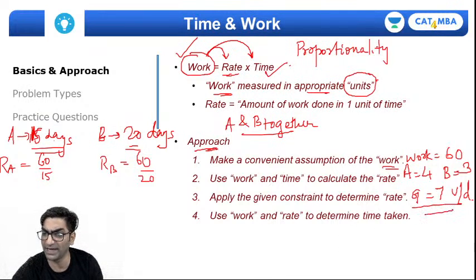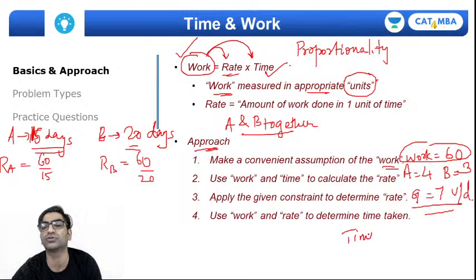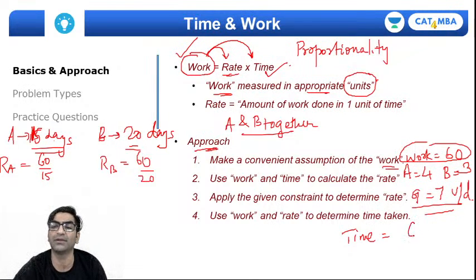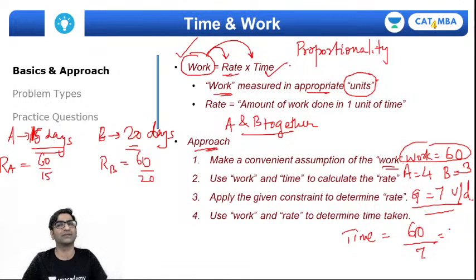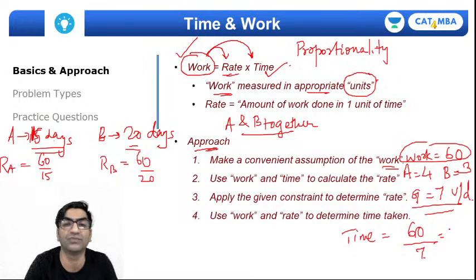And now that you have the rate and you assume the work, you can calculate the time taken. So together, how long will they take? That will be the work to be done divided by the rate at which it's done. That's 60 upon 7, which is slightly more than 8 days, so maybe 8.5 days is the time taken by A and B together to finish the task.